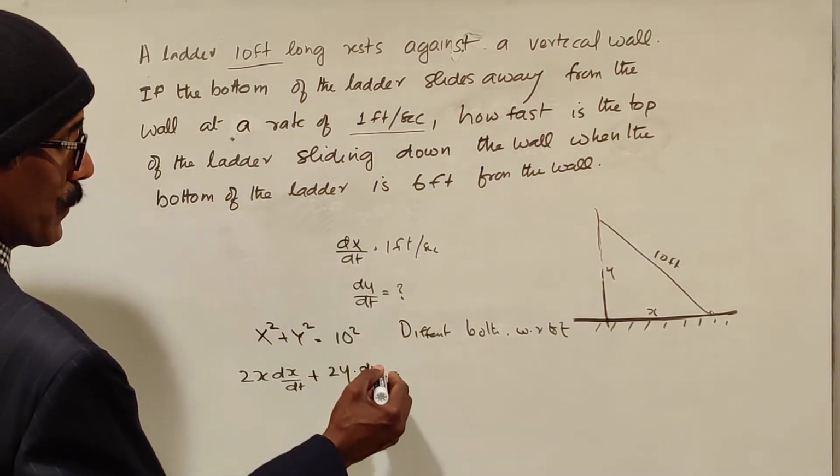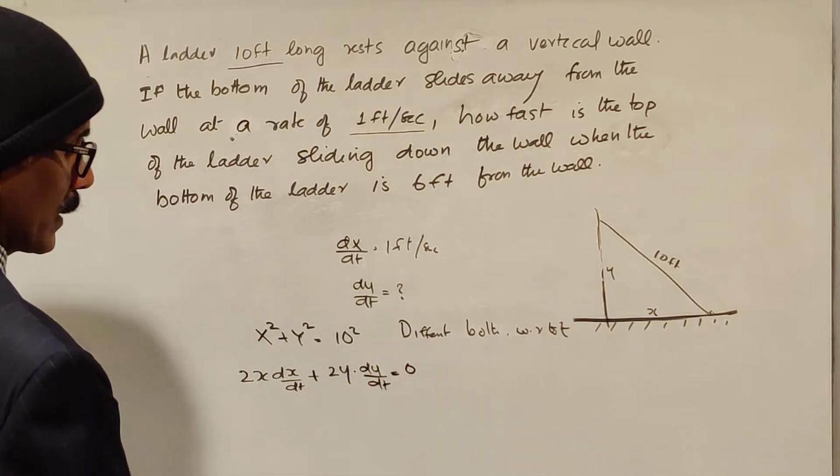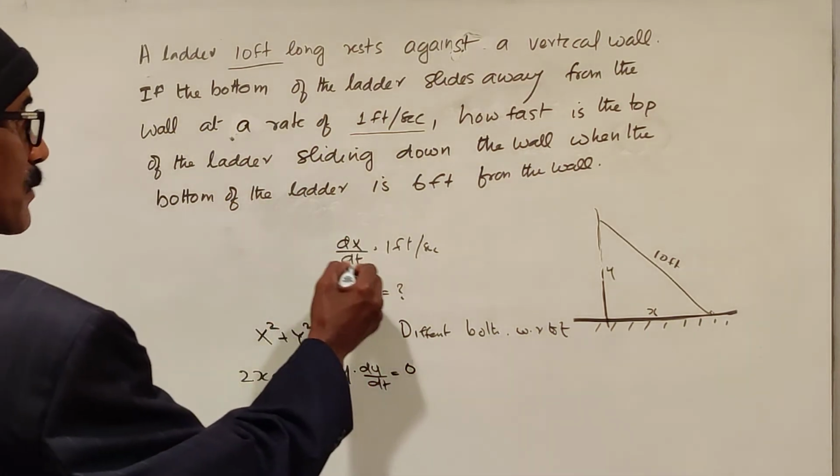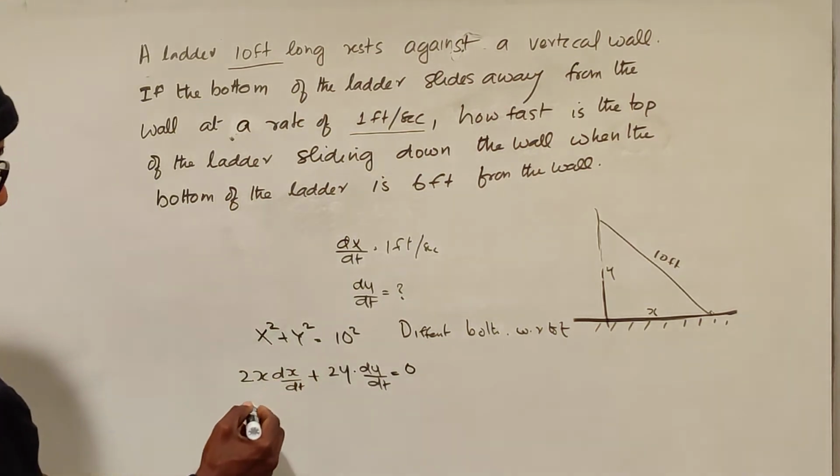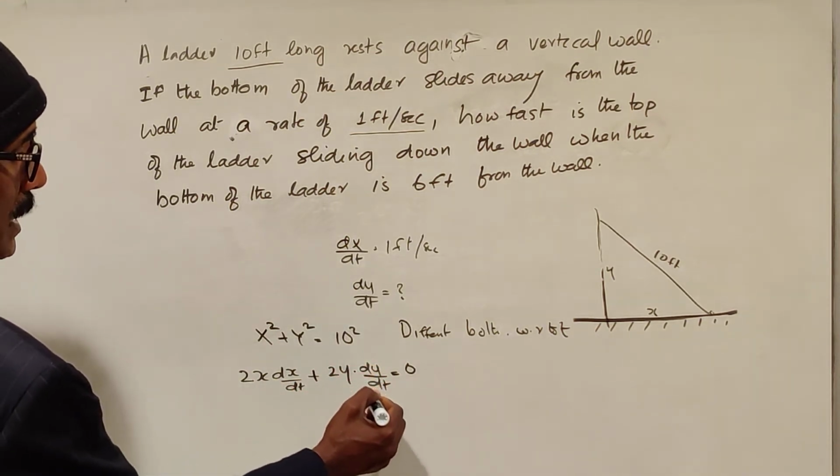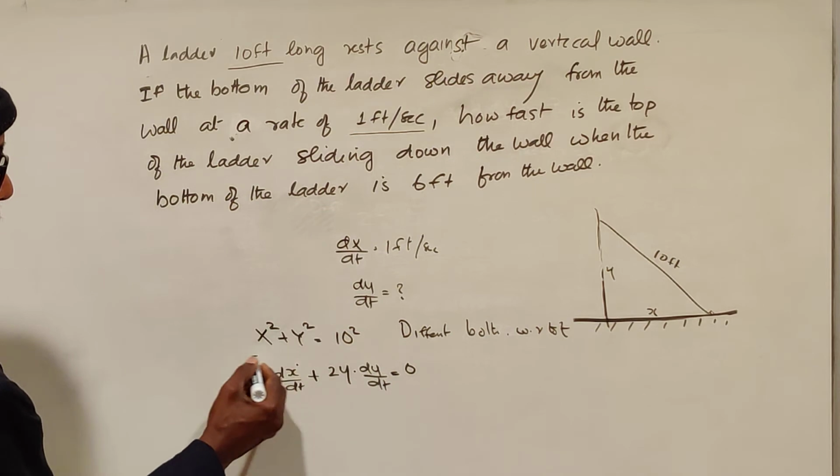Equals, what is the derivative of 10 square? 0. Okay. What is dx by dt? 1 feet, right? So we are going to find out dy by dt.